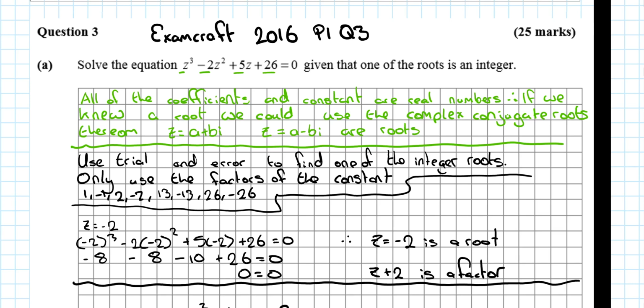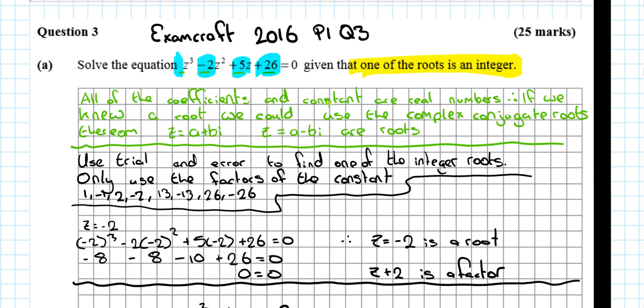Okay, so in this video I'll be looking at ExamCraft 2016 paper 1 question 3, and it's a complex numbers question. Solve the equation z to the power 3 minus 2z squared plus 5z plus 26 is equal to 0, given that one of the roots is an integer. Now that's interesting. Okay, to begin with, look at all the coefficients and the constant.